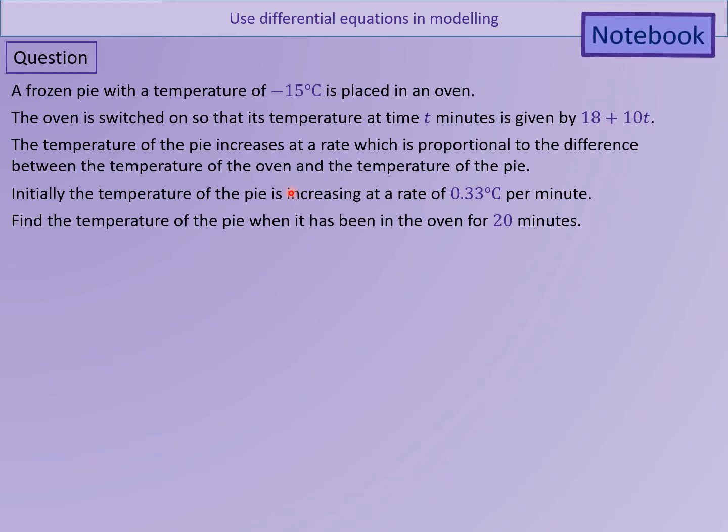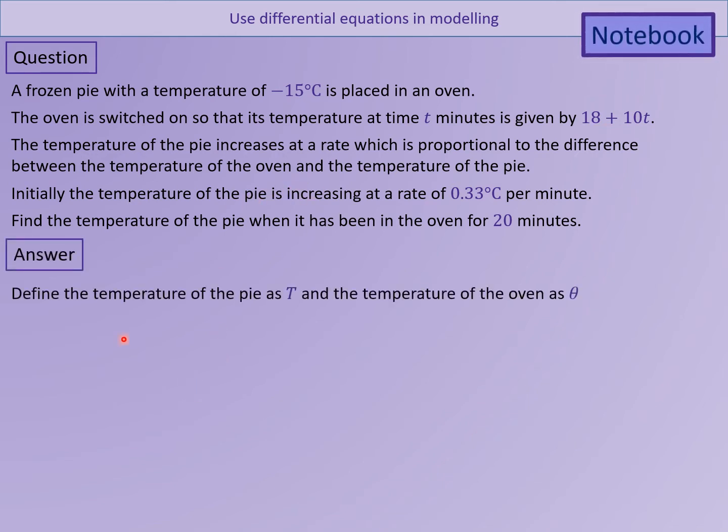Okay, so first of all I'm going to define the temperature of the pie as capital T for temperature, and the temperature of the oven, because I've already used capital T for temperature, the next one along is most likely theta for temperatures. We use it for angles and temperatures. So I'm using theta. So there we go. I've just defined the temperature of both of those parts.